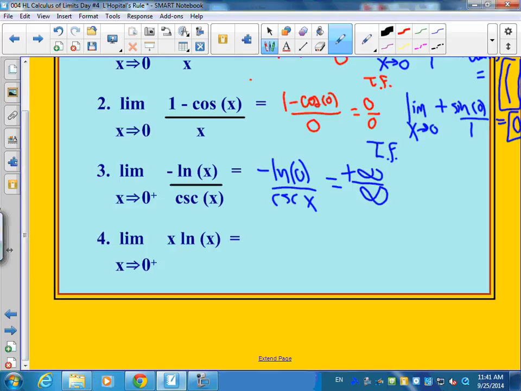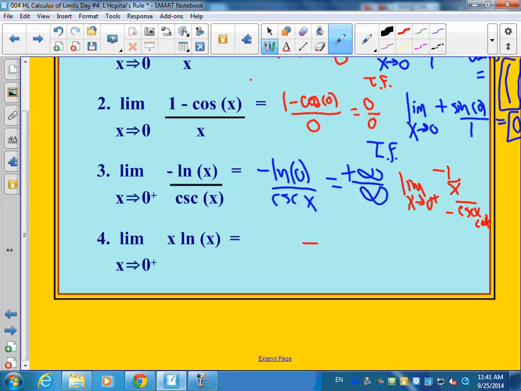All right, so now all we're going to do is take the derivative. Take the limit as x approaches 0 from the right. The derivative of natural log of x, did we ever talk about that? 1 over x. You got it. And it is negative. The derivative of cosecant, oh, you know this one. The derivative of cosecant is negative cosecant x cotangent x. Very good.